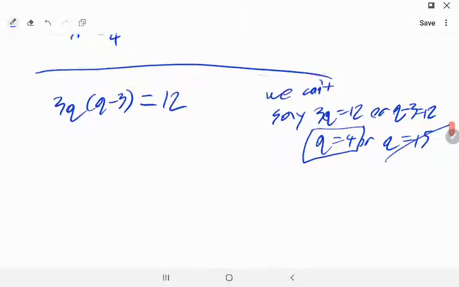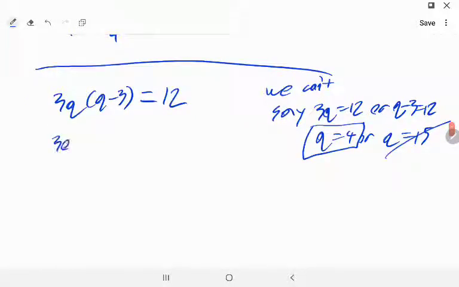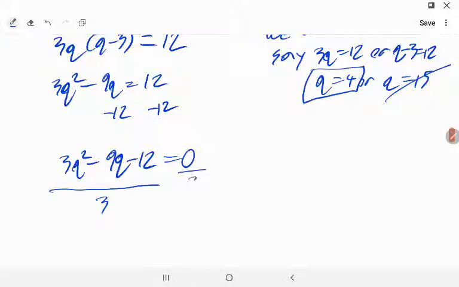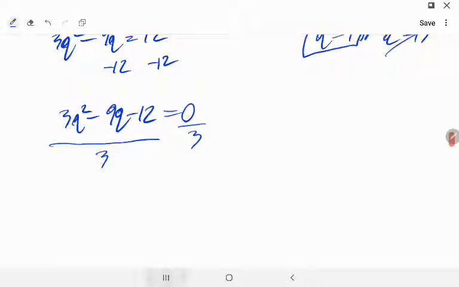What we can do is multiply it out. We get 3q squared minus 9q equals 12. Subtract 12 from both sides and we get 3q squared minus 9q minus 12 equals 0. We could either factor a 3 out or divide both sides by 3, and we could have done the division by 3 at the start. It turns out this is the same thing as q squared minus 3q minus 4.